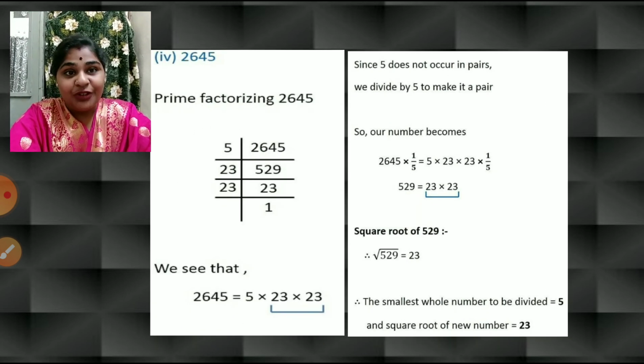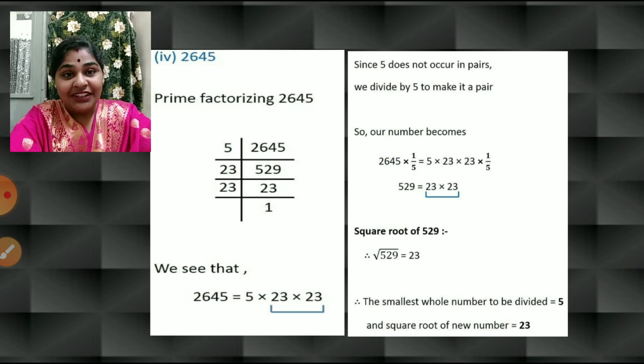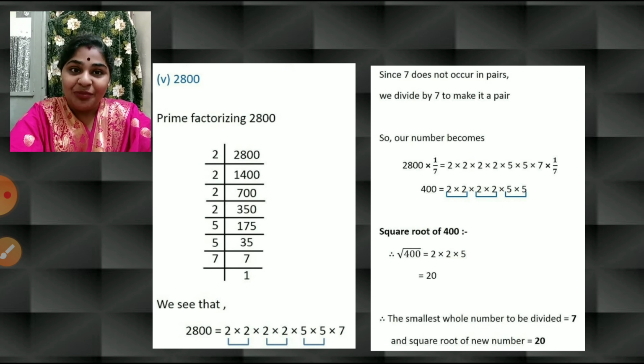So this is the fourth one, children. 2645. Will not explain. Try by your own and see the answer. Check your answer as well. It will be a practice for you. Method will be same. This is the fifth one also. Will not explain now. I hope you people understood.